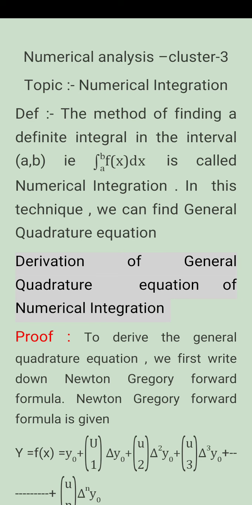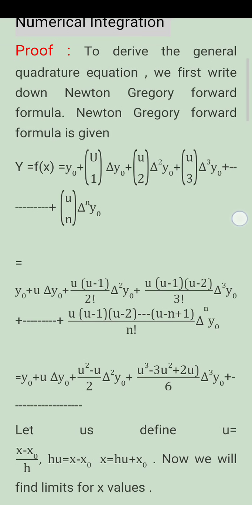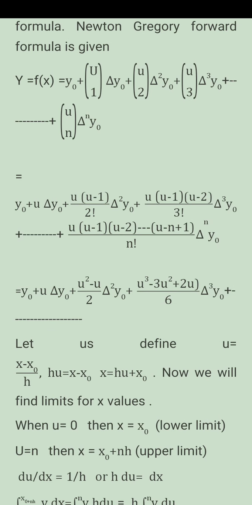In this technique we can find the general quadrature equation, because it is a very important concept. Derivation of the general quadrature equation in numerical integration. How? Now we take the Newton-Gregory forward formula. You know that y is equal to f of x, that is equal to y naught plus uC1 delta y naught plus uC2 delta square y naught plus uC3 delta cubed y naught, and so on, up to uCn delta power n y naught.